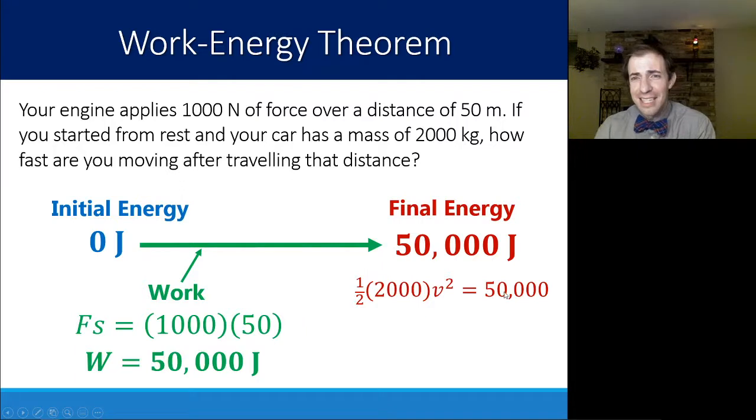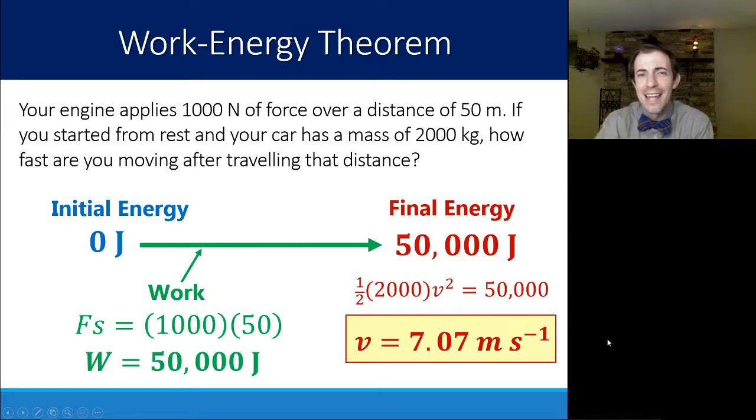I can find that velocity by just setting it equal to that final energy. 1/2 mv squared, the mass being 2,000, is equal to my final energy, 50,000 joules. Solving for v, I can find that my velocity is a little over 7 meters per second. So again, my initial energy is 0, my final energy is 50,000, and I knew that final energy by calculating the work. Work is a force being applied over a certain distance, and that is adding energy to the system.